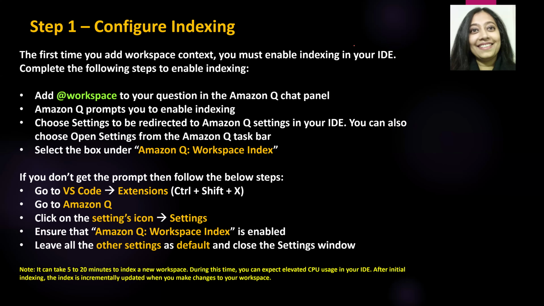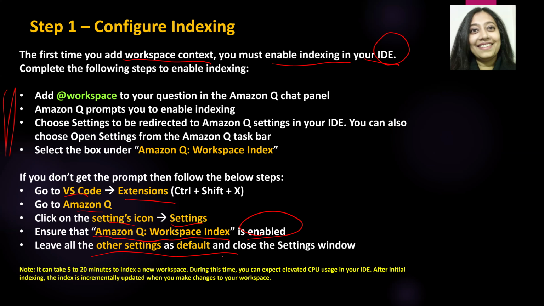So step one is configuring indexing. Typically, when you add the workspace context for the first time, you must enable indexing in your IDE. And these are the steps. Normally it will prompt you to enable indexing. Now, in my case, I've already done this, so it's not going to prompt me, but if you are doing this for the first time, it will prompt you. In any case, if it does not prompt you, then go to VS Code, extensions, Amazon Q, settings icon, settings, and ensure that Amazon Q workspace index is enabled and leave all the other settings as default.